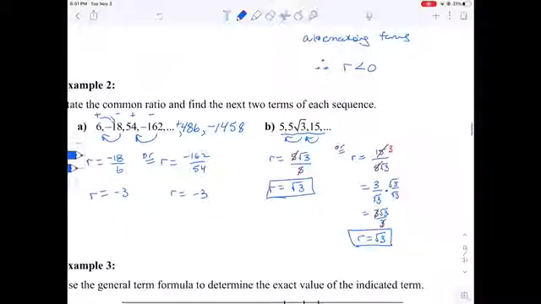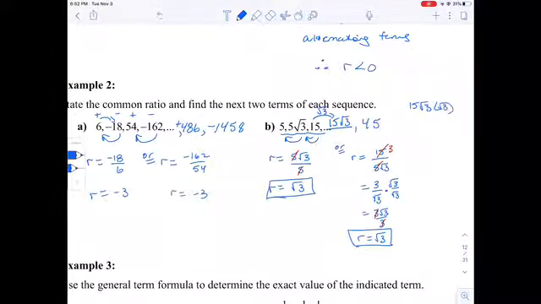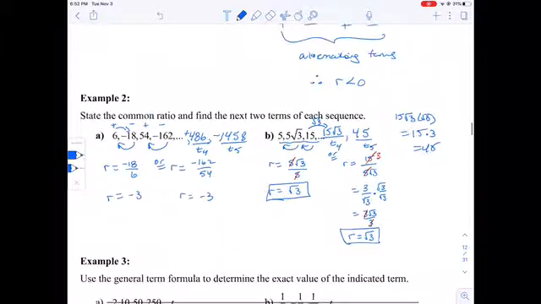Okay, and now I need the next two terms. So 15 times root 3 will be 15 root 3, and 15 root 3 times root 3 will be 15 times 3, which will be 45. Okay, 15 times root 3 is 15 root 3. 15 root 3 times root 3 is the same as 15 times 3, which is 45. And there's our term 4 and term 5.